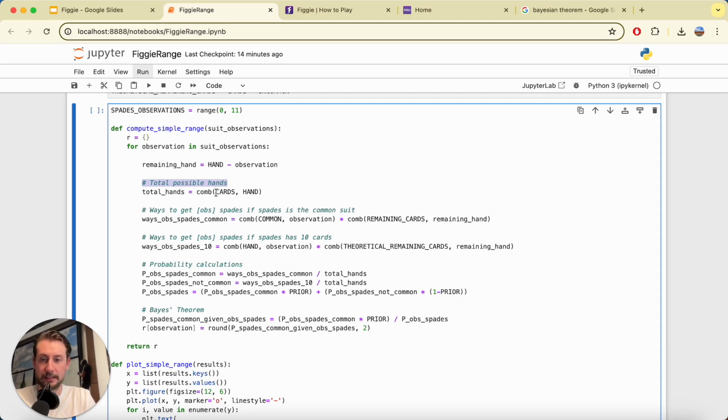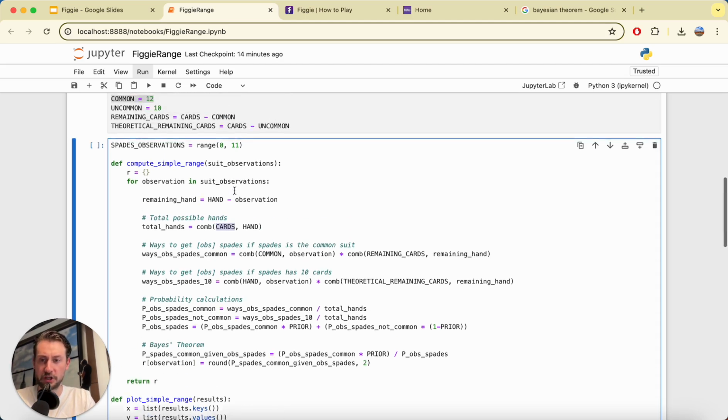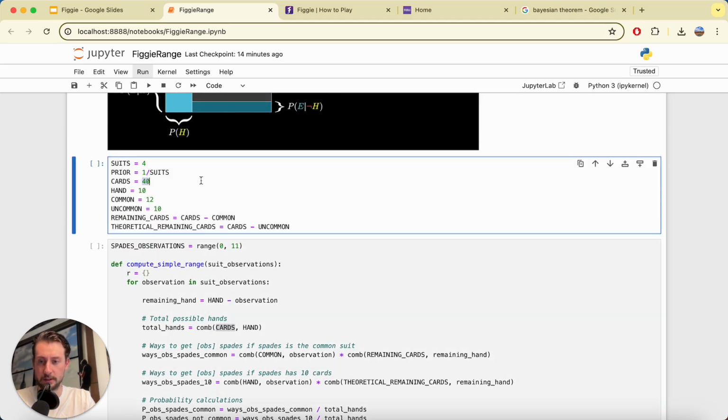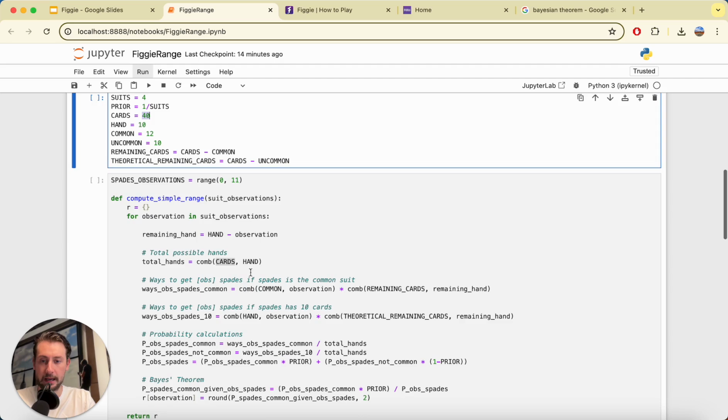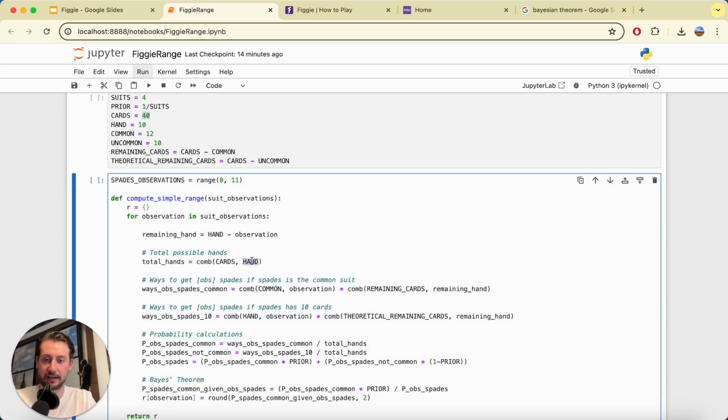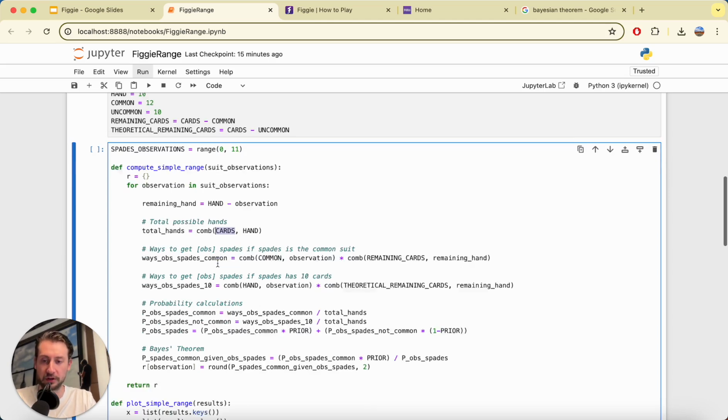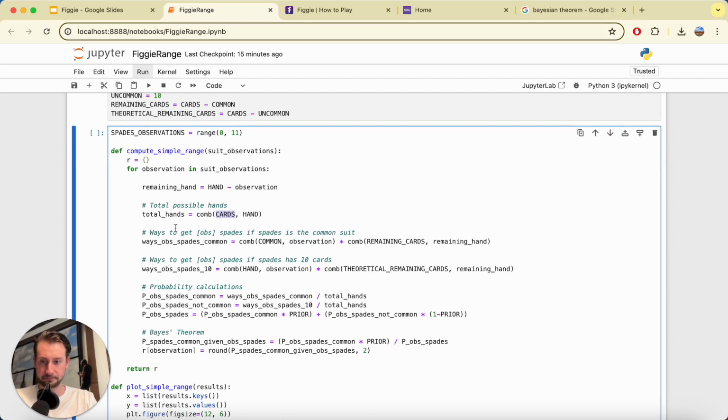My hand is essentially 10 cards that I pick out of 40 cards. This is a combination problem, called 40 pick 10. You want to find all of the ways that you can get 10 cards in a set of 40 cards that are available at the start of the game. And so that's going to be the total number of hands.